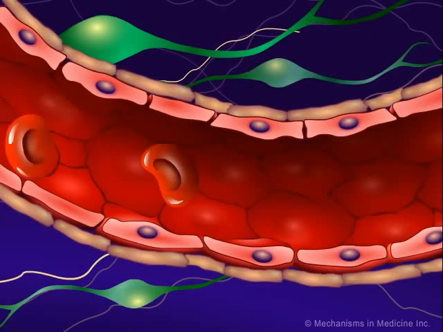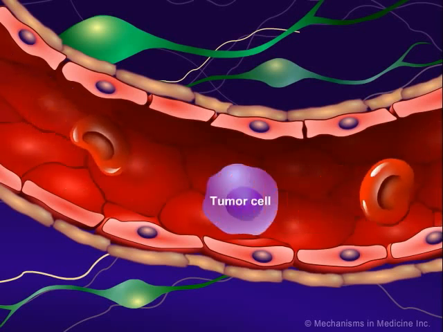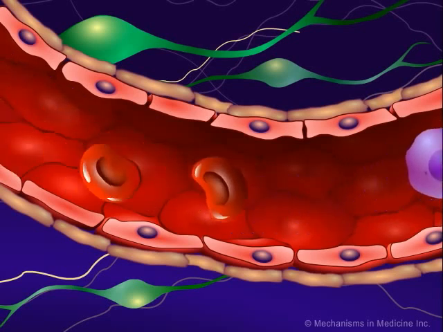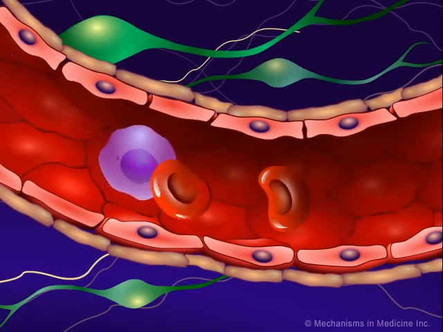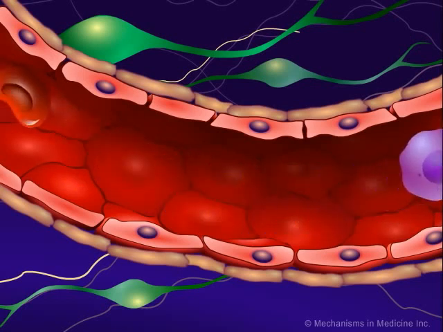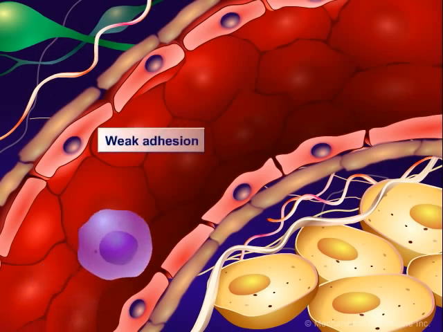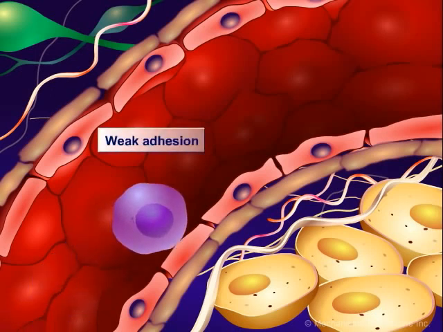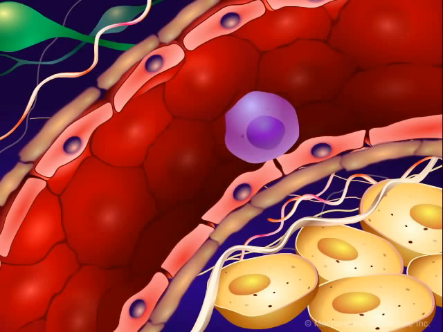It is known that metastatic tumor cells tend to target some organs more than others, although the reason why is poorly understood. The migration of tumor cells into the organs is very much like the recruitment of white blood cells to tissues after injury. Initially, there is weak adhesion of the tumor cells to endothelial cells, which allows the cell to roll along the vessel lining until stronger bonds are formed.